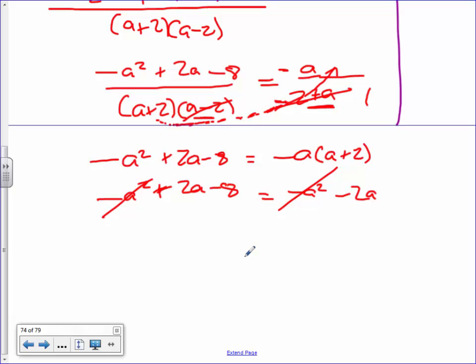At this point, we've been here before. Add your like terms together. So I'm going to add 2a to this side, which means I get 4a. I'm going to bring the 8 the other way, make it 8, and then divide, and I get 2. But it's extraneous.